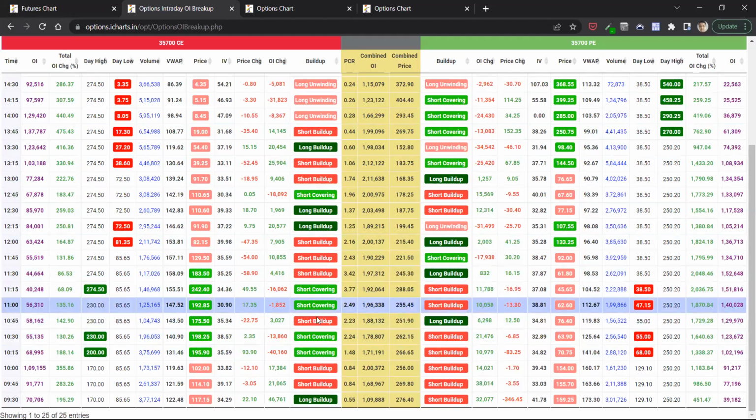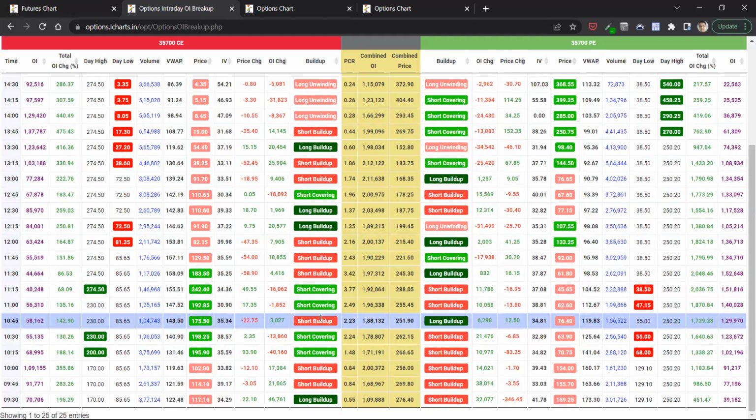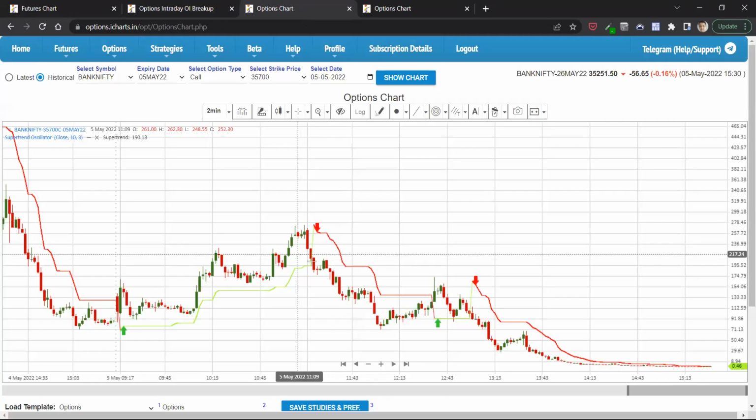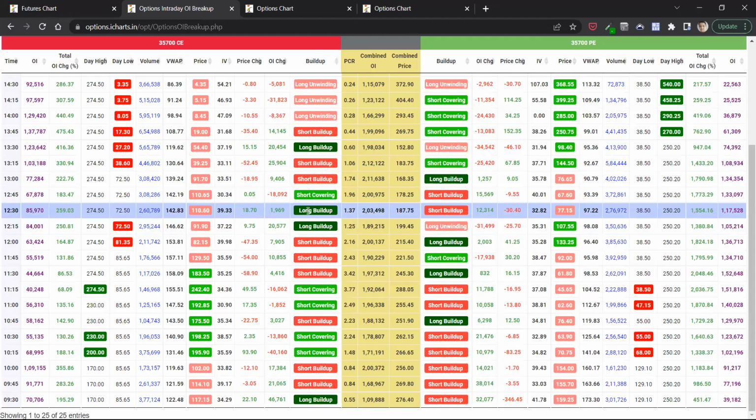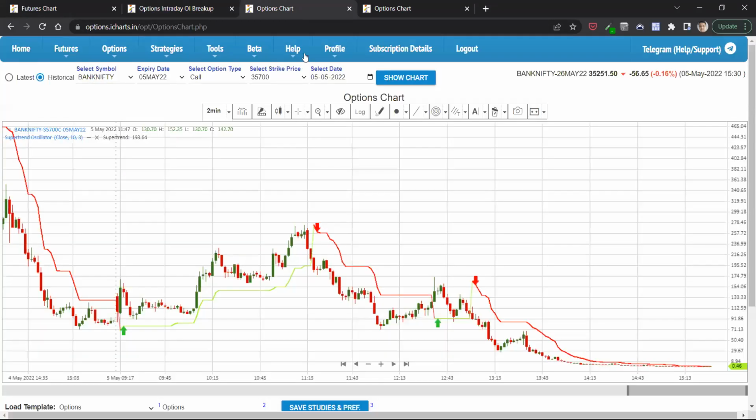So at 11:20 on the call side, the last strong signal was at 10:45, short buildup. So here it is a short. You can continue the short from here. And at 12:35, again, you start monitoring. It is long buildup over here. So this is the way: even if you go long over here, you are out over here, and then you will get a short signal over here and you can go with the short from here to here.